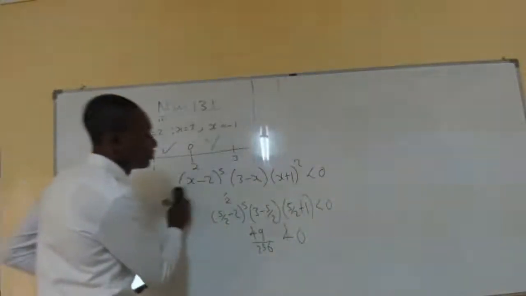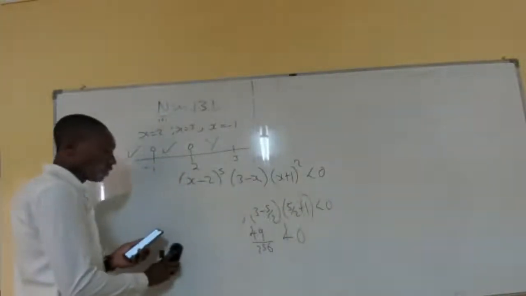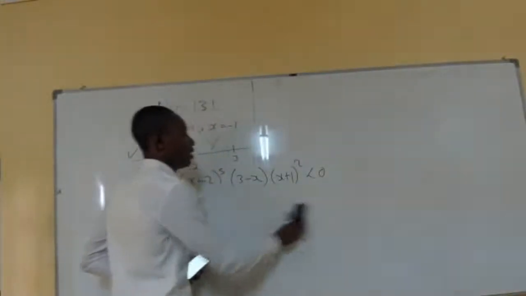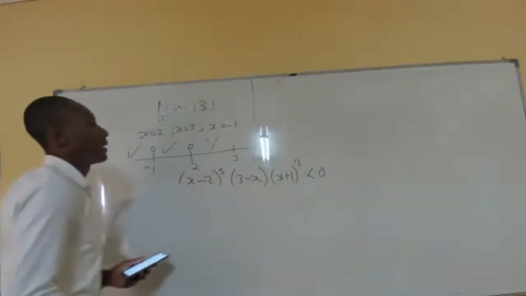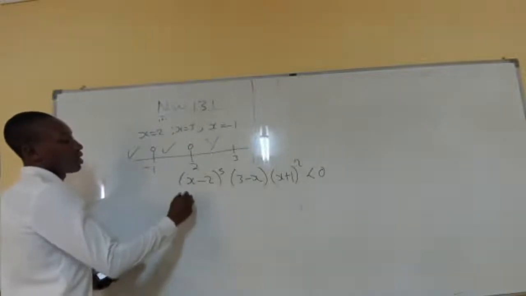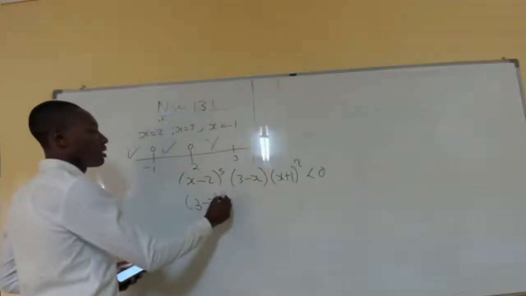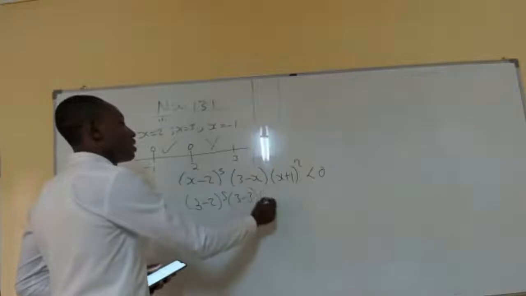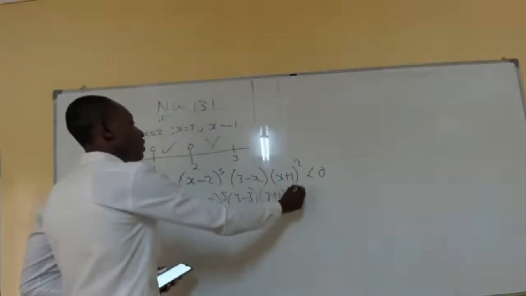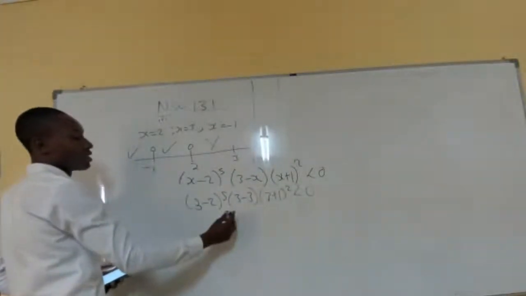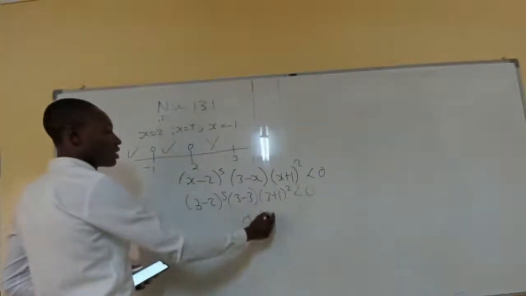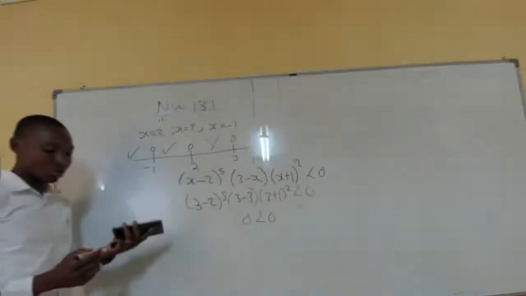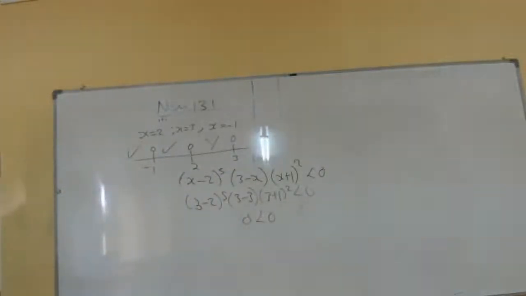Alright, so next up, we pick a different value. We pick the value 3 itself. So if I pick 3, what do we get? (3 minus 2) to the power 5, times (3 minus 3), times (3 plus 1) squared is less than 0. But this is 0, so this is the same as saying 0 is less than 0, which is not true. So this is not part of the solution.